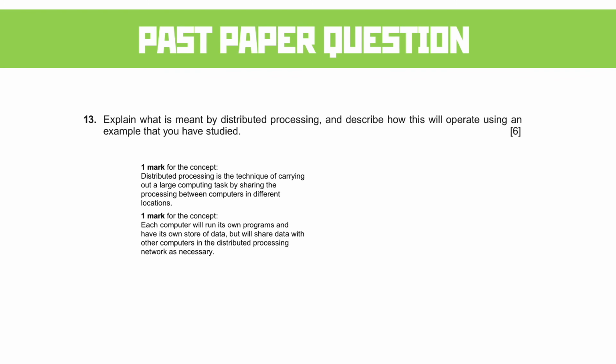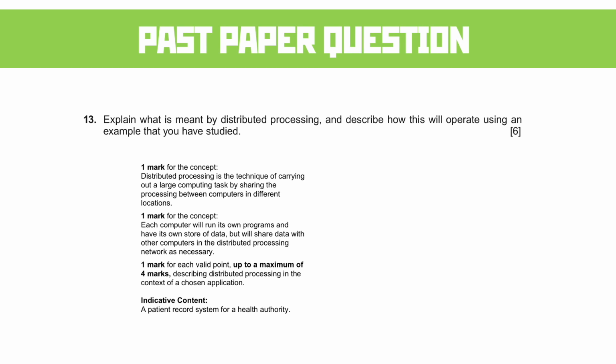We also get a mark for the concept that each computer will run its own programs and have its own stores of data, but will then share back the result in the network. There's probably a computer then necessary to pull that together. And then up to 4 marks for describing distributed processing in the context of our chosen application. So for instance, you might have said a patient record system for a health authority. In that case, the computers will be located in health centers and hospitals. They'll be linked in a WAN.